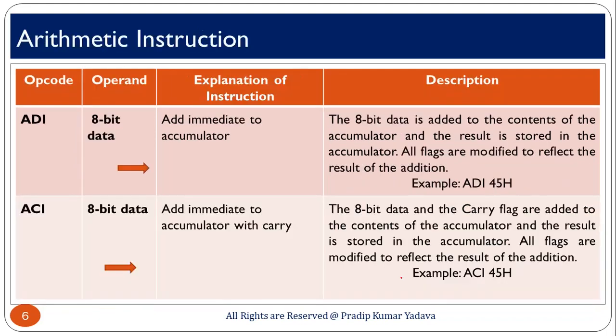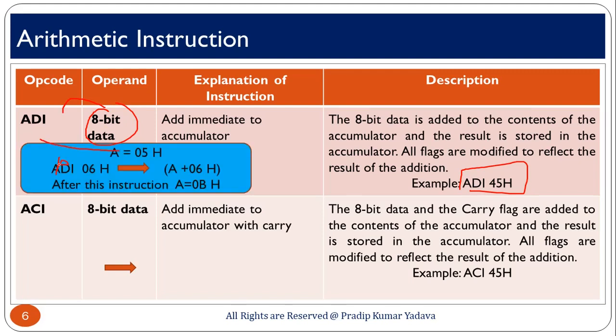Now, moving towards ADI 8-bit data. Here you can see the format for writing ADI 45H. Here we add 8-bit data directly to the accumulator, and the output will be stored in the accumulator. By this example you can easily understand.